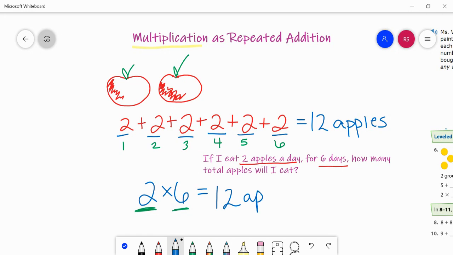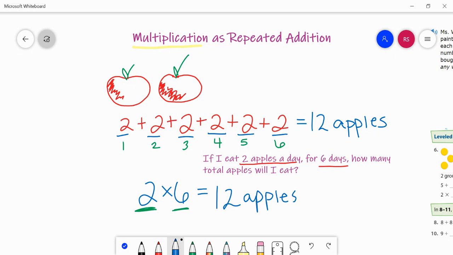So either way we do it, we still get the same answer. If I add 2 up 6 different times, I will still get 12. If I multiply 2 times 6, I will still get 12.